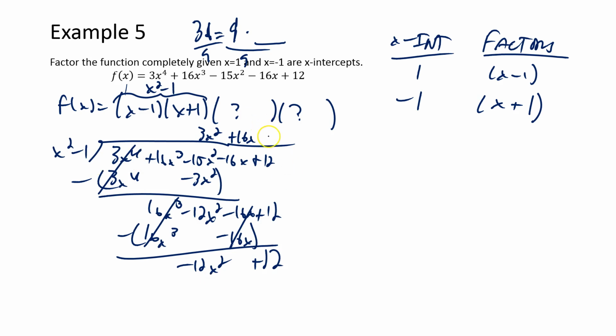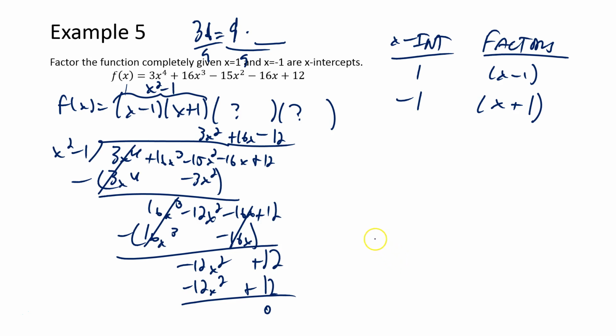Negative 1 to negative 12x squared is a positive 12. Multiply x squared into 12x squared is a negative 12. That's what I should have done. Multiply down gives me a negative 12x squared, and then plus 12. Those cancel out and go to 0.